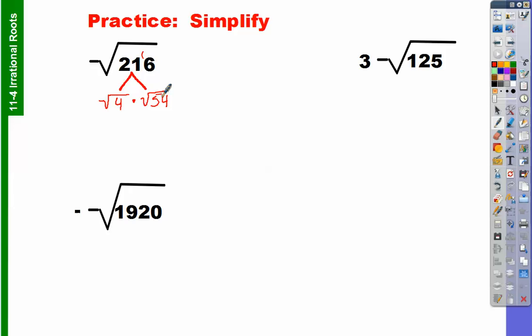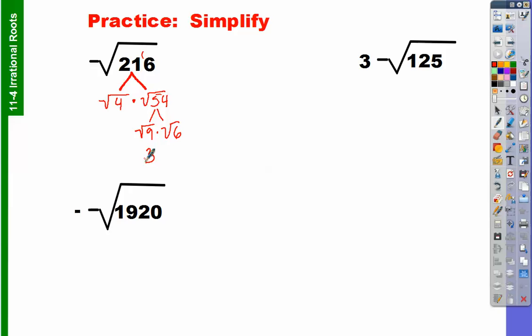54 is not a perfect square, is it? No, it isn't. Is there another number? Is there a factor of 54 that is a perfect square? Yes. Is there a factor of 54 that is a perfect square factor? Nick? 9. So 9 goes into 54. So the square root of 54 can be broken into the square root of 9 times the square root of 6.